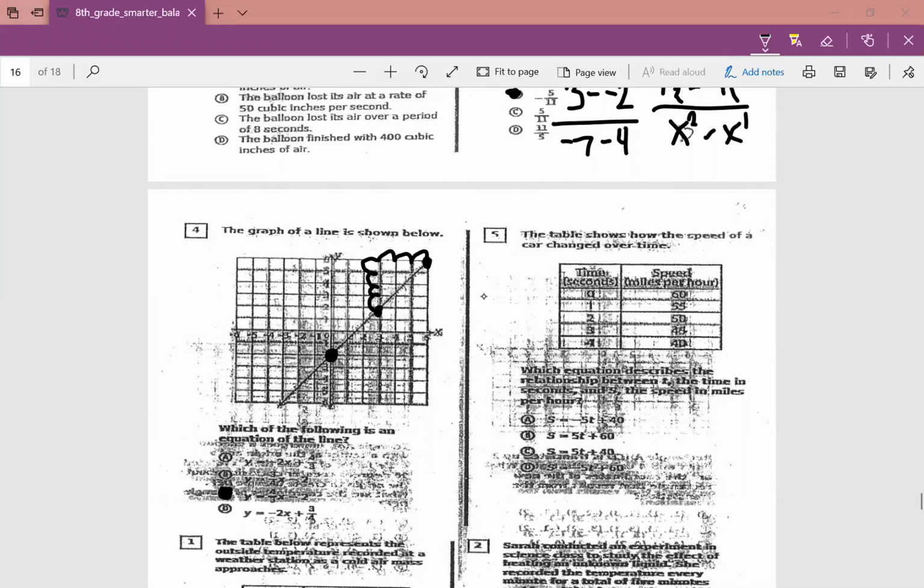Question 5. The table shows how the speed of a car changes over time. Which equation describes the relationship between t, the time in seconds, and s, the speed in miles per hour? The correct answer here is D. It's really hard to see, but it says s equals -5t plus 60. If the points in the table were graphed, they would lie on a line with the s-intercept at (0, 60) and a slope of -5, so the equation would be -5t plus 60.